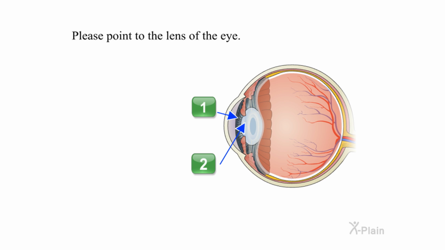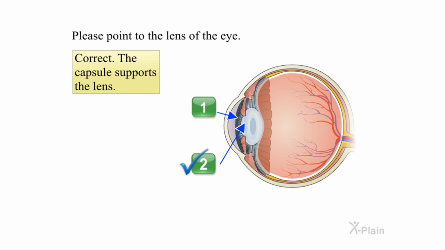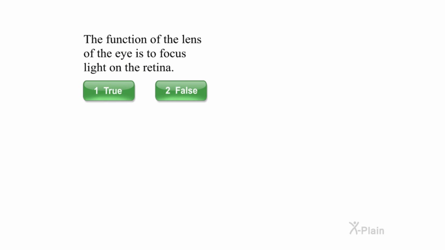Please point to the lens of the eye. Choose one of the following options. Correct. The capsule supports the lens. The function of the lens of the eye is to focus light on the retina. Select true or false.